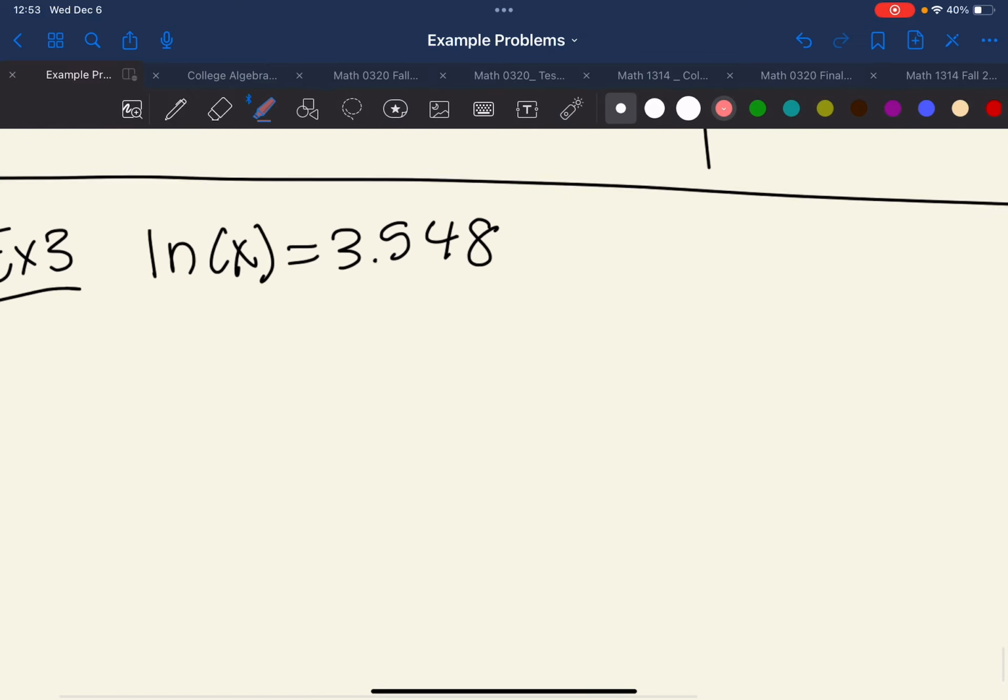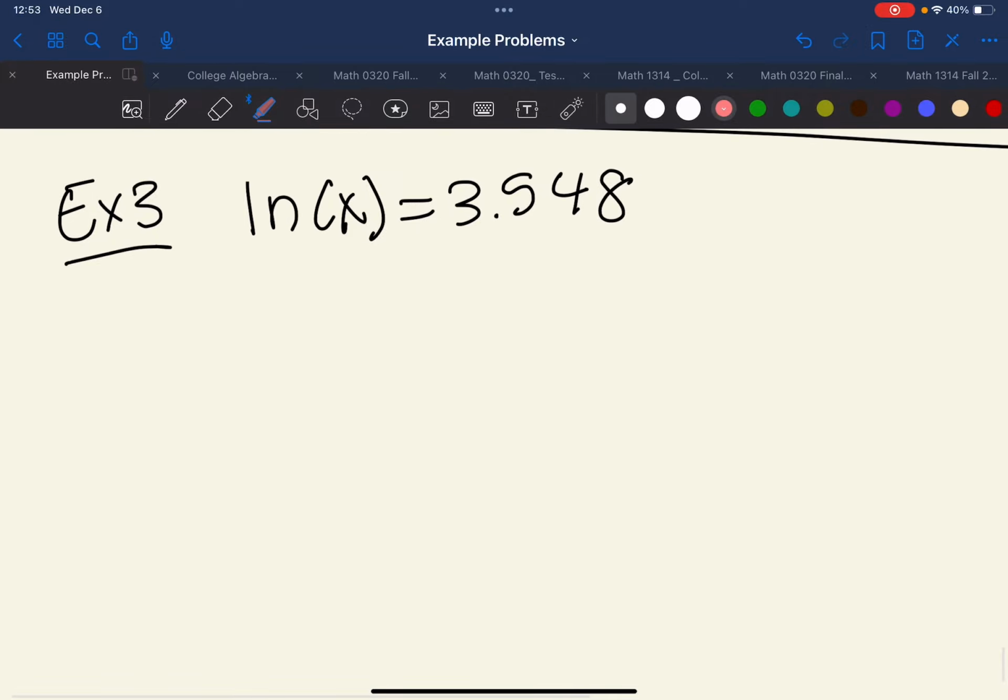Then last example here, notice that we no longer have e to the x, we have the natural log function. So just like we use the natural log function to cancel out e to the x, the opposite is true. We can use e to the x to cancel out the natural log function. We do that by taking the e of both sides. And when we do that, notice how that equation became like exponents now.